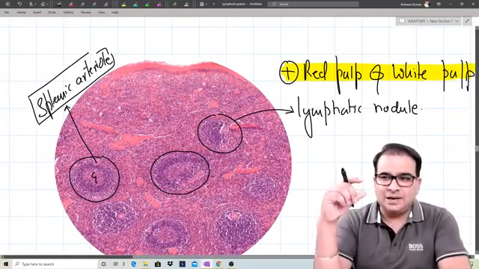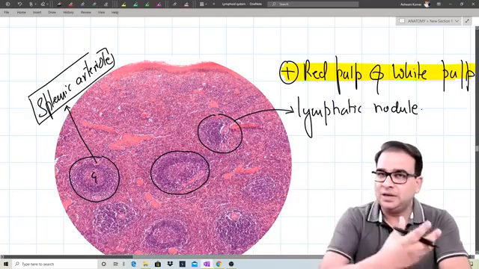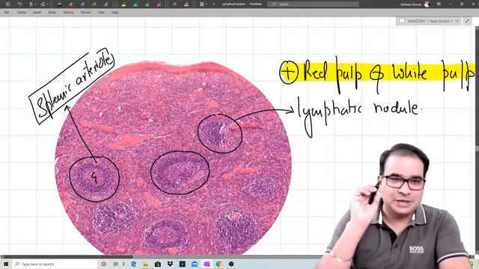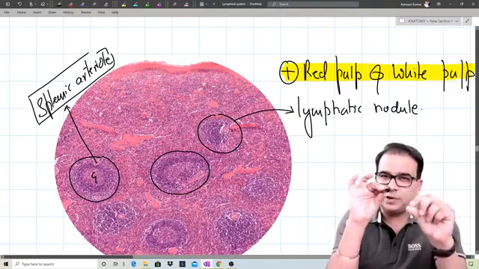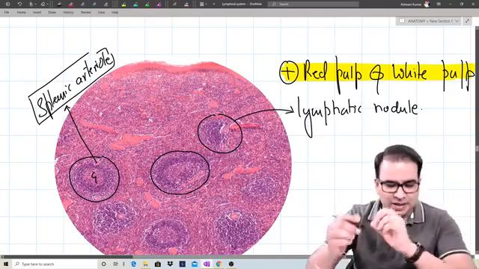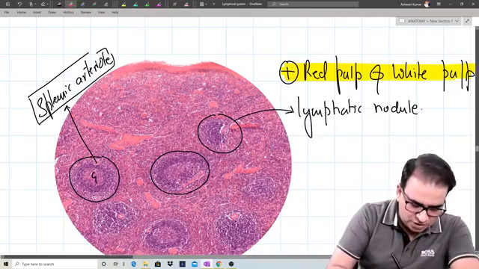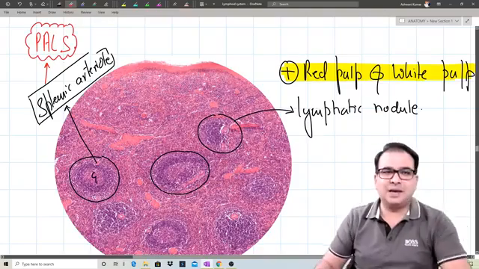The presence of an arteriole inside the lymphatic nodule is very, very unique to the spleen. You will not see it in the lymphatic nodule of the tonsil. You will not see that in the lymphatic nodule of the lymph node, but you will see the splenic arteriole in case of the spleen. This splenic arteriole is surrounded by lymphocytes, and they form a sheath around it. I hope you must have read about this sheath in pathology also. That is called the peri-arterial lymphatic sheath, PALS.